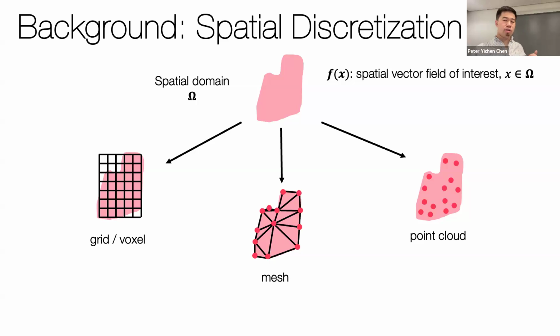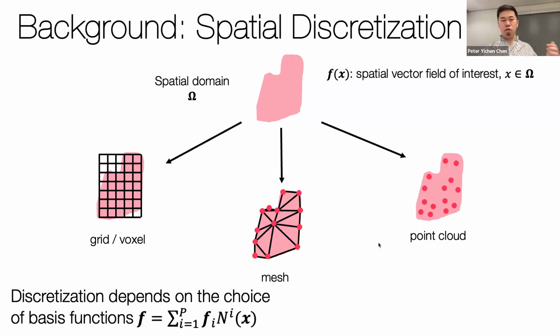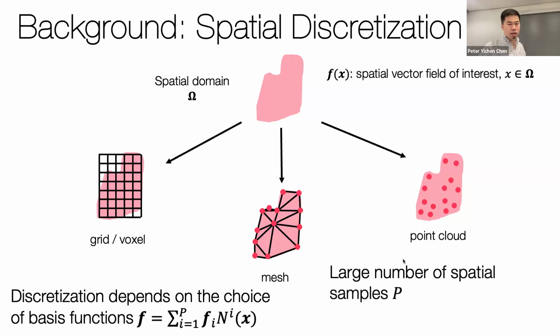This spatial digitization can be a grid, a mesh, or a point cloud, but it really depends on the basis function that you use. But regardless of the basis function you use, you have a very large number of degrees of freedom, a large number of samples. So they are slow to compute. That is one of the reasons these things are slow to compute.